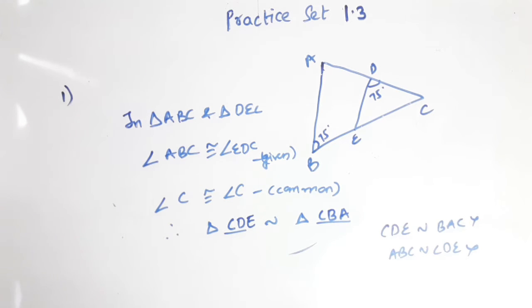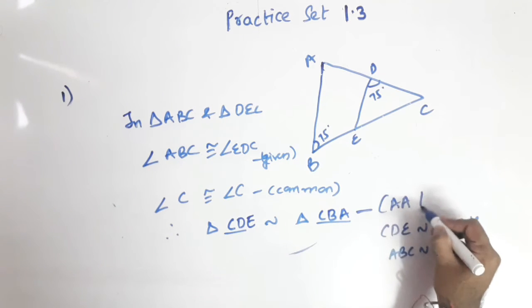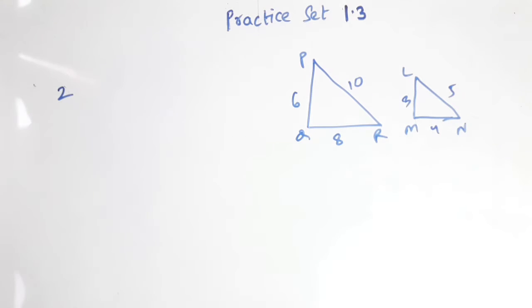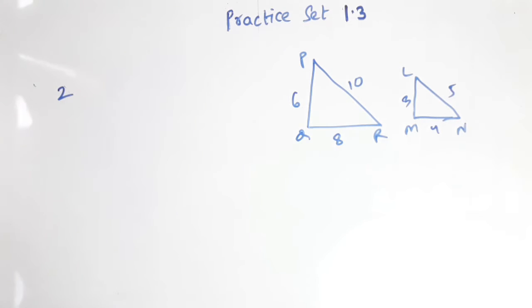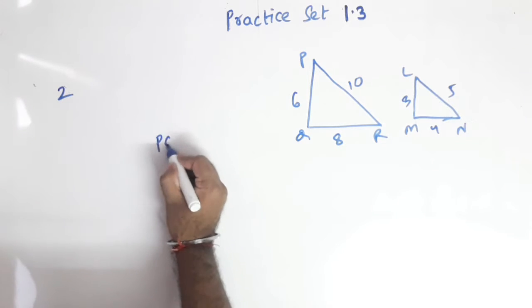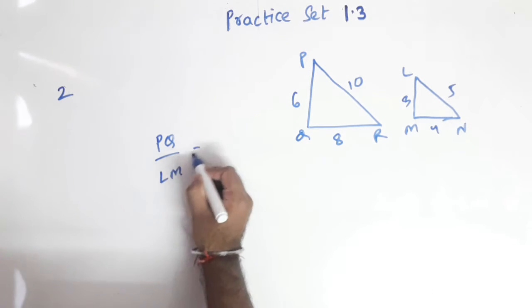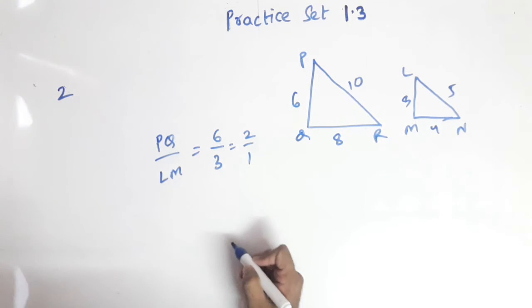Now writing the test is more important. By which test are they similar? AA test. Sorry, they are similar by AA test. So for the second one they have asked, are the triangles similar? If yes, by which test? You can see angles are not given, sides are given, so of course we will go with sides. Here the sides are proportional. So PQ upon LM. What is PQ upon LM? 6 by 3, I am getting 2 by 1 after cancellation.